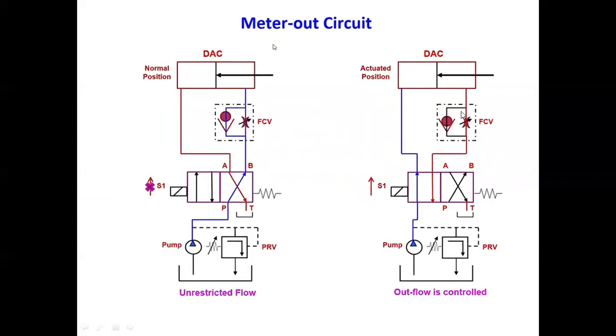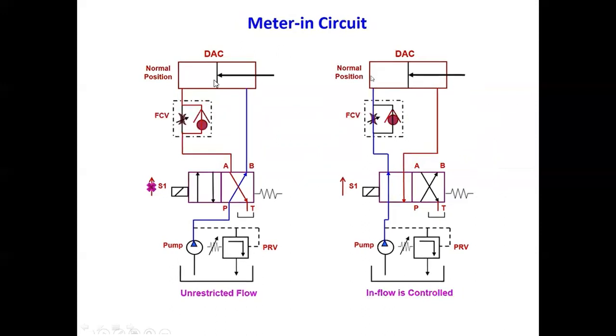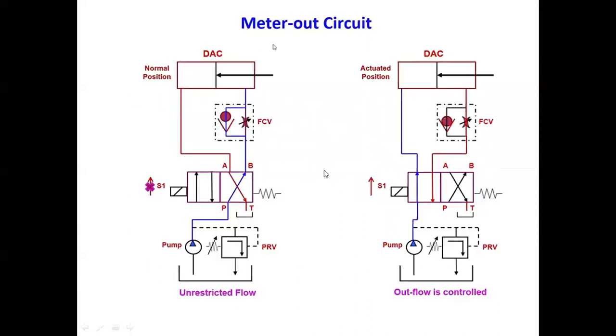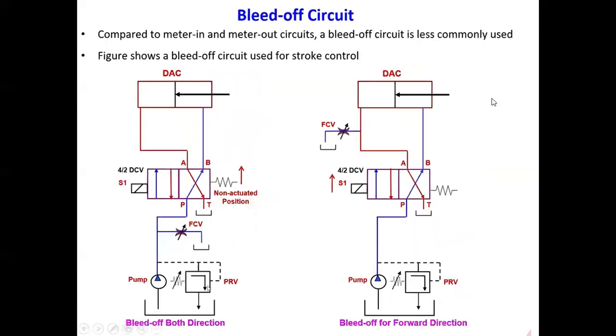Here, flow control at outlet. Outflow is controlled. Inflow is controlled in meter in circuit. Outflow is controlled, which means the outlet, the extension of the piston, is controlled.